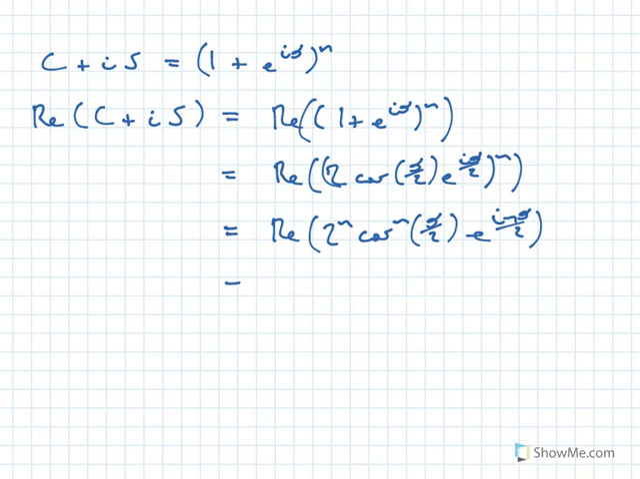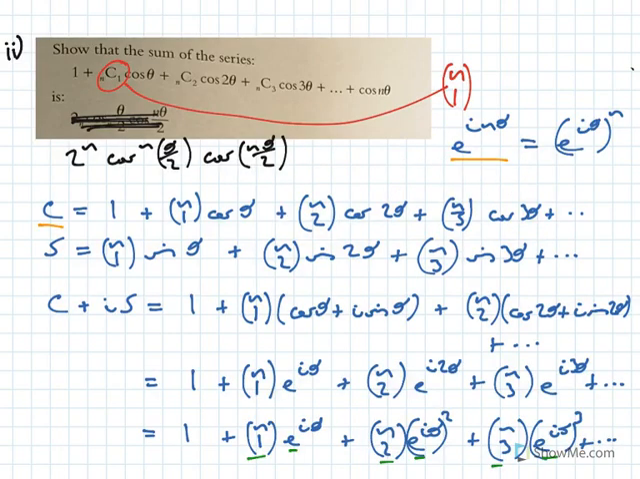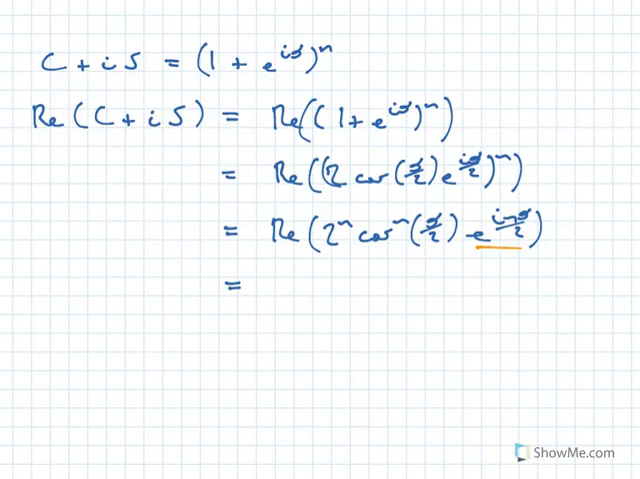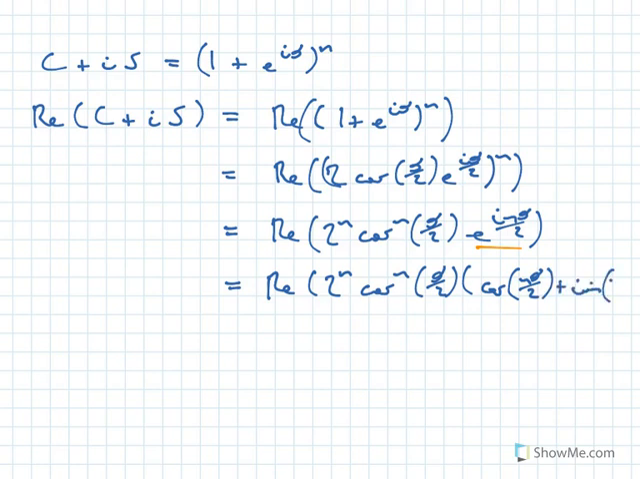And if you get stuck at this point, you're saying to yourself, how does that help? Remember that the last bit of this is currently in an exponential form, and we don't want any exponential form stuff in our answer. So if I now write that last bit in terms of cosines and sines, I want the real part of 2 to the n cos to the n theta over 2 times (cos n theta over 2 plus i sine n theta over 2).